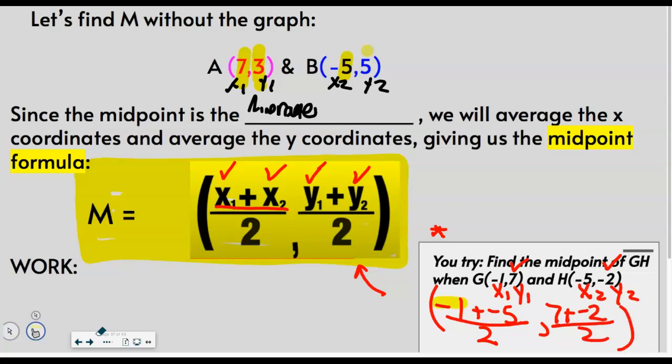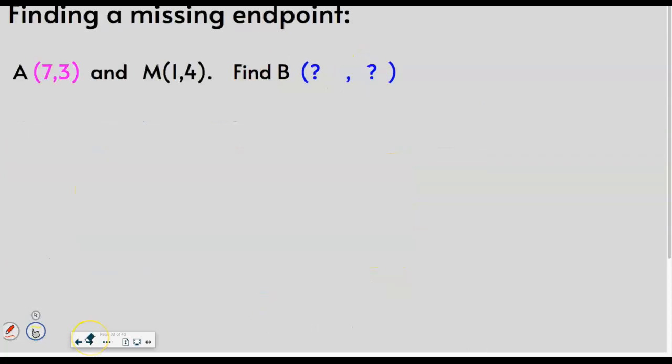So -1 plus -5 is -6. -6 divided by 2 is -3. 7 plus -2 is 5. 5 divided by 2 is 2.5. So had I plotted these 2 points on the coordinate plane, the point that lands right in the middle is (-3, 2.5).